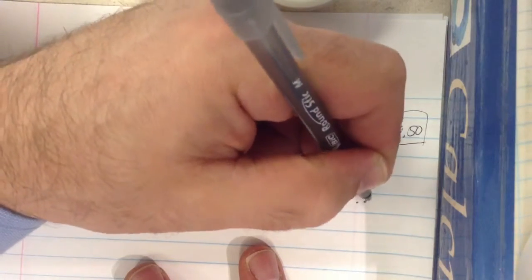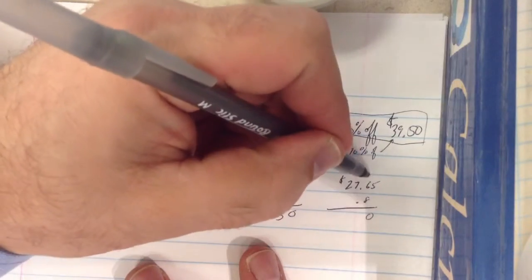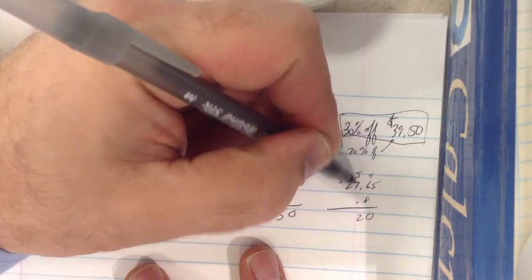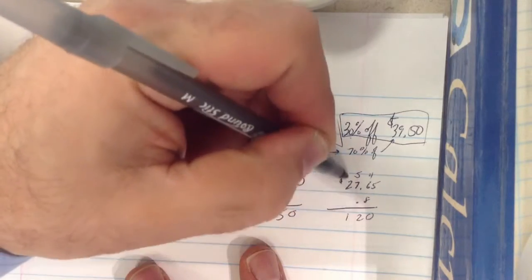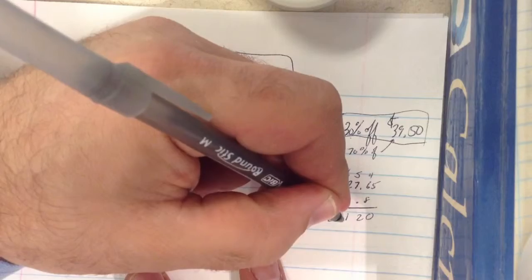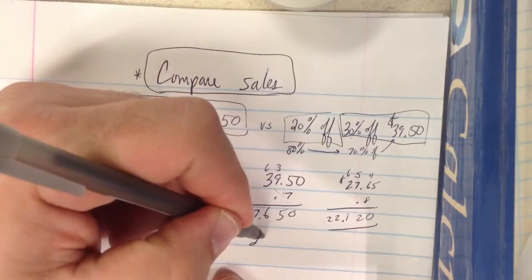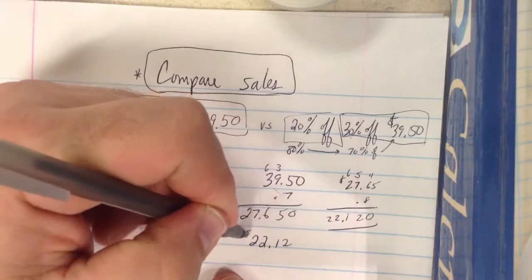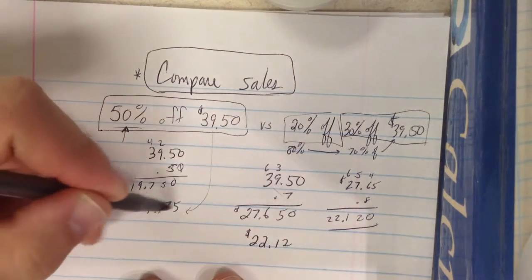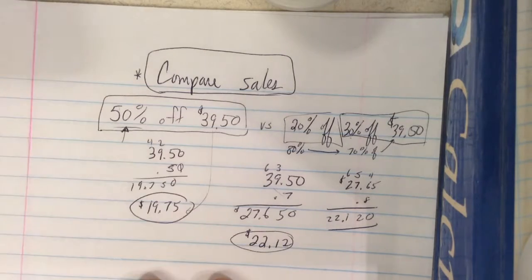And then I'm doing 80% of that price. That brings the price down to $22.12. So the 50% off was $19.75. The 30 then 20% off was $22.12.